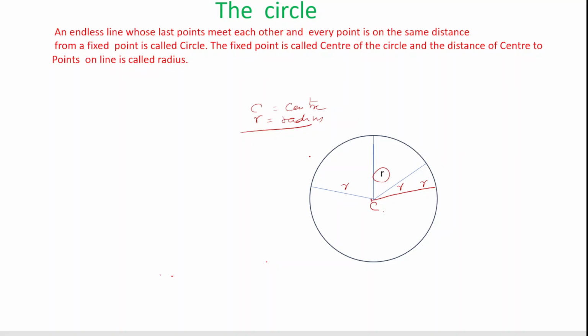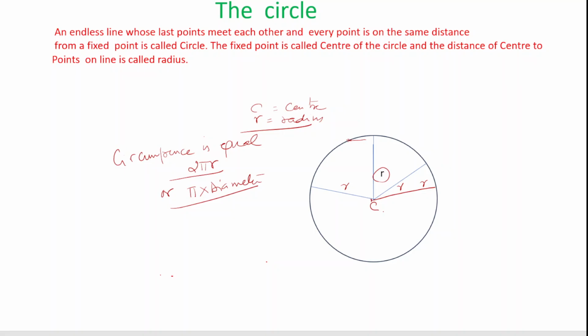The important thing is circumference. This whole line, I mean this line, is the whole line. I told you earlier, any 2 points are meeting here. So this whole non-linear line is a circumference, and this circumference is equal to 2 pi r or pi into diameter. We will discuss about the diameter in next chapter.